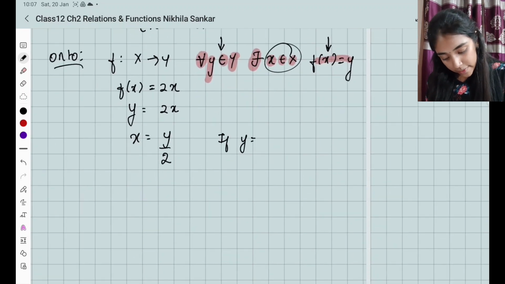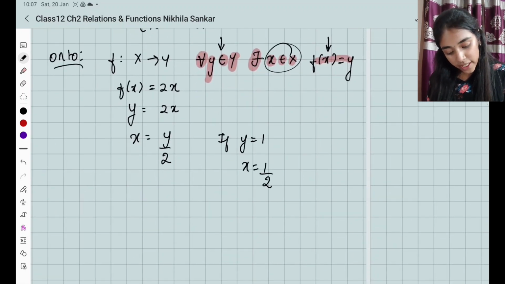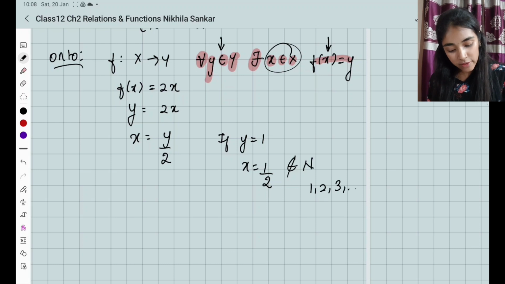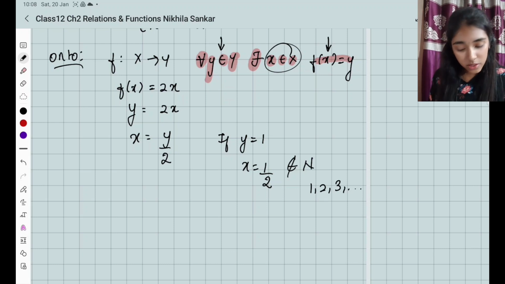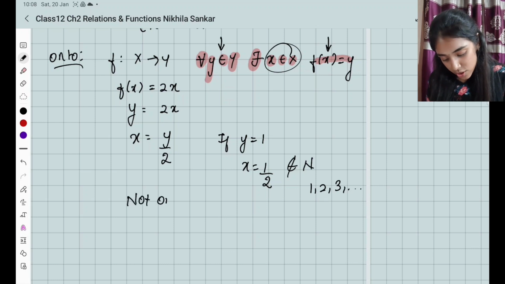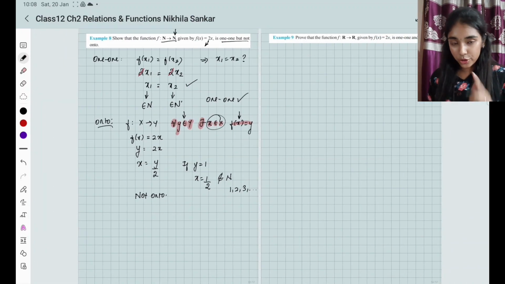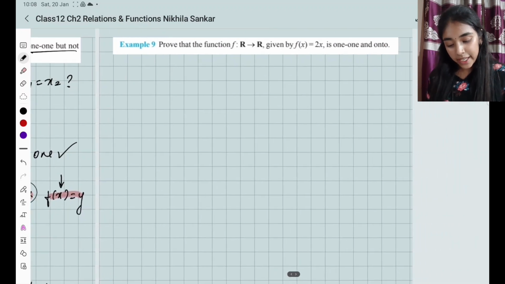If we put the y value as 1, what is the value of x? It is going to be 1/2, but this does not belong to natural number. Correct? What are natural numbers? It is going to be 1, 2, 3, 4, like that. So this does not belong to natural number, which means this is not onto. Understood? So this is 1 to 1 but not onto. Clear? Now question number 9. Prove that the given function is 1 to 1 and onto.